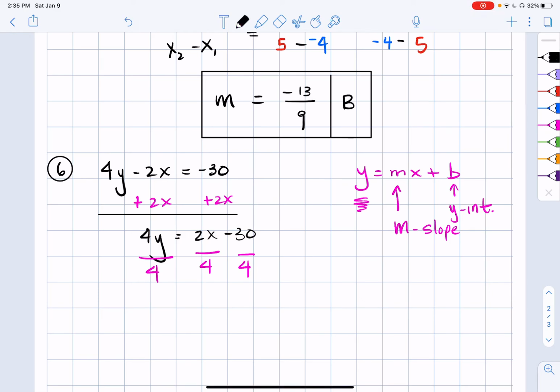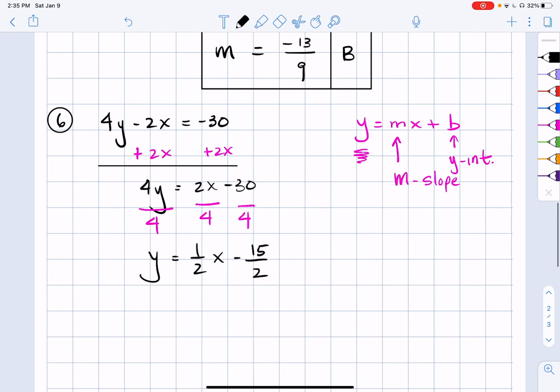Okay, so now I have y is equal to 1/2 x minus 15 over 2, because 2 can go into 4 and 30, so that reduces down to 15 over 2. 2 goes into 2 and 4, so therefore it becomes 1/2. Since now I have this all by itself, I know that this right here is my slope. This right here is my slope is equal to 1/2. And that is choice B.